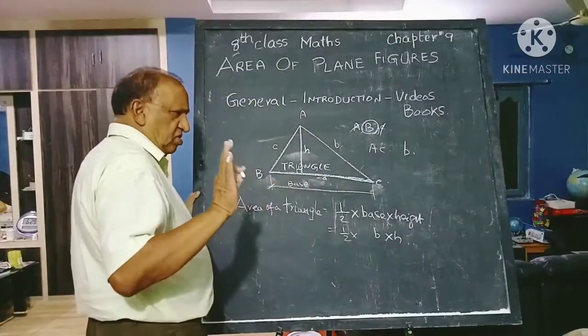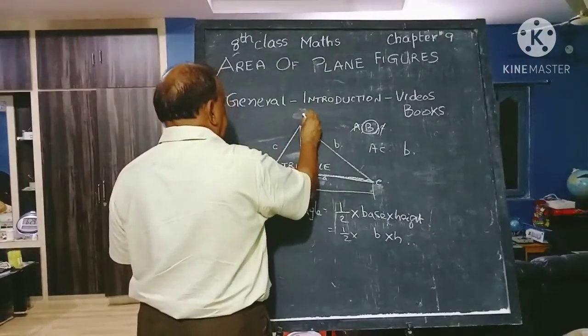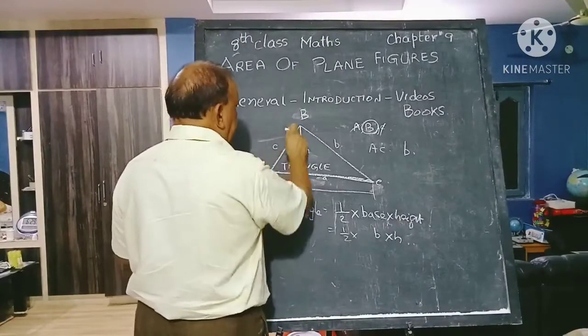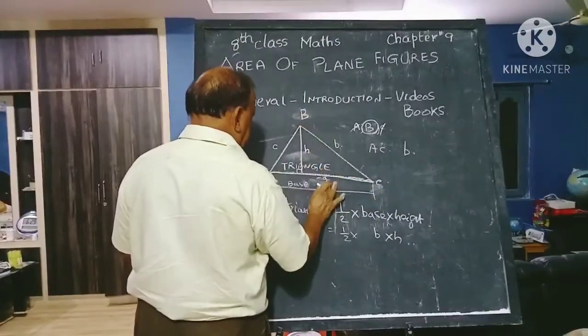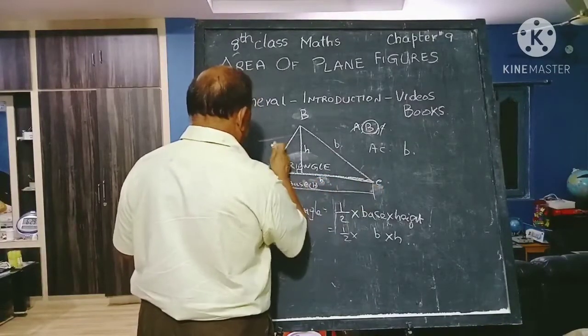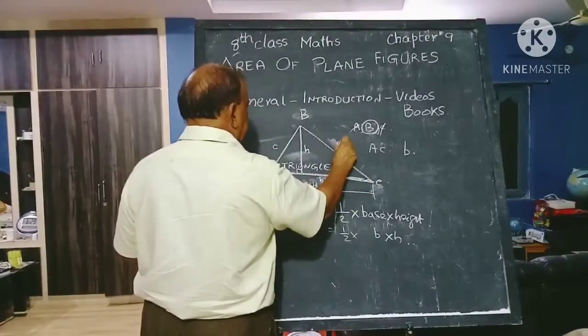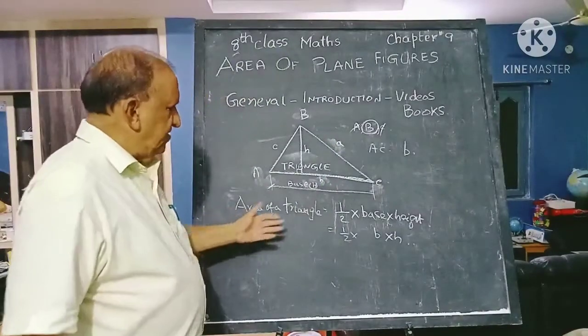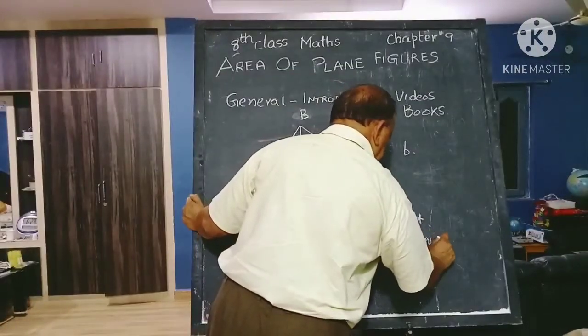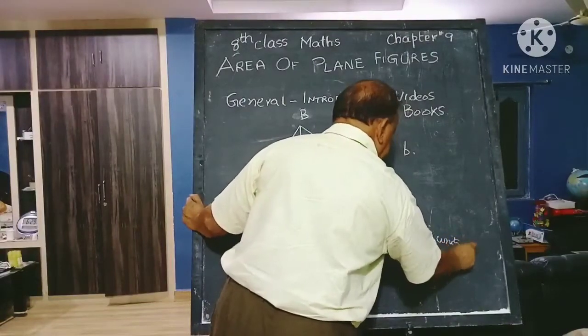Just to avoid confusion, I will call this capital B. This is A, B, C. So opposite this is small b, base b. Opposite C is c, and this is a. Got it? So the area of a triangle is half into b into h. This again, of course, is in square units.